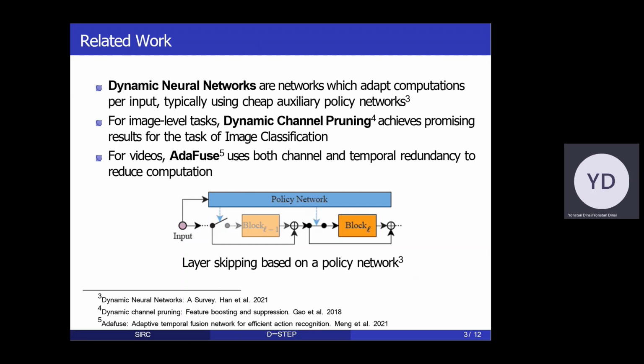Here are some related works in the field of dynamic neural networks. In general, these are networks which adapt computation per input, typically using small policy networks. For example, in the shown figure, given an input feature map, a cheap policy network is used to decide which residual blocks can be skipped and therefore save computation. Another example is dynamic channel pruning, which was shown to work well for image classification. For videos, ADAF uses a dynamic method which uses both channel and temporal redundancy and was applied for action recognition.